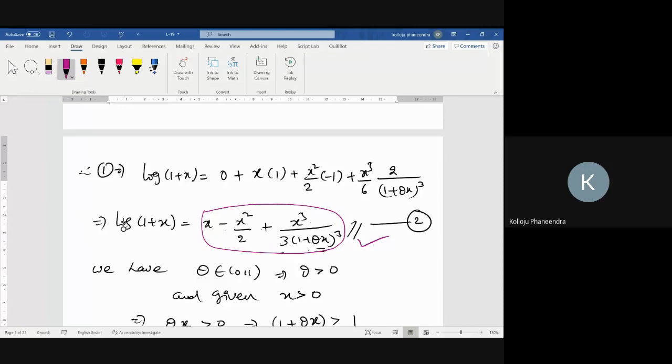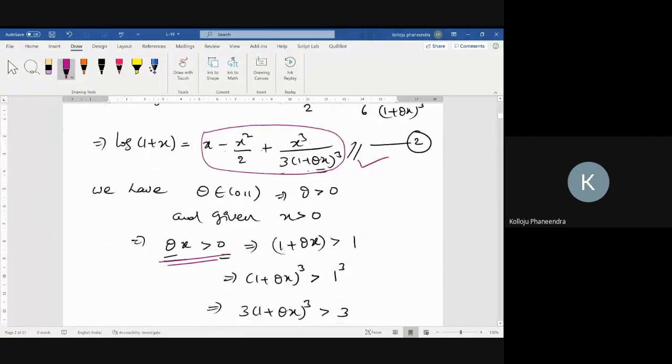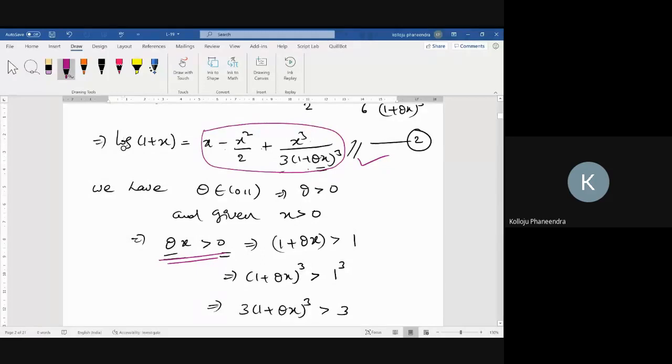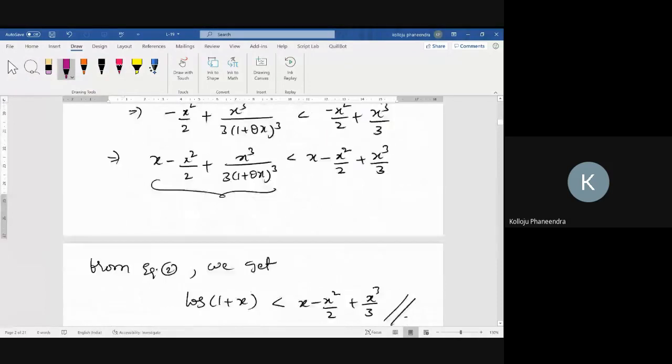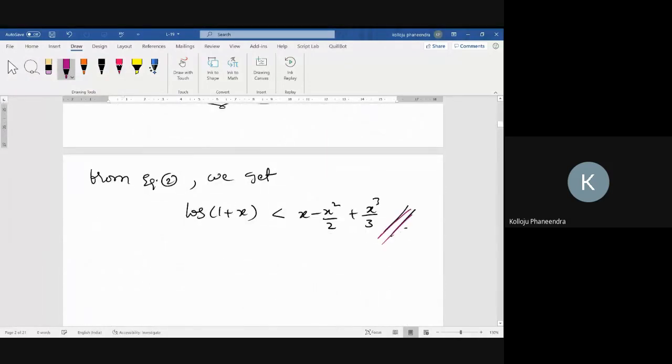First point is over. Coming to derive the inequality, log of 1 plus x is less than something. I have theta belongs to (0, 1), so theta is positive, greater than 0, and x is positive, x greater than 0. Multiplying by theta, then adding 1, then taking the whole cube multiplied by 3, with the successive expressions, I get this expression.